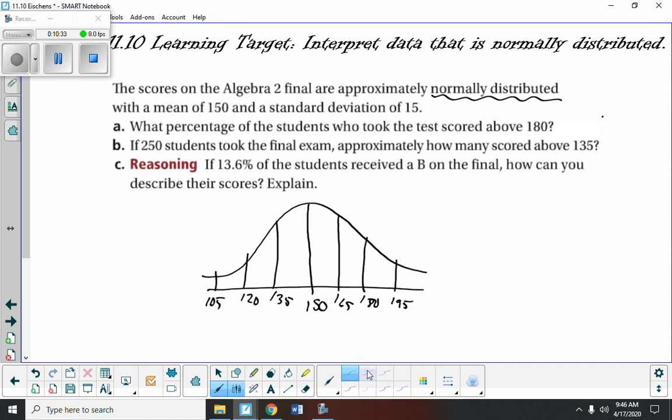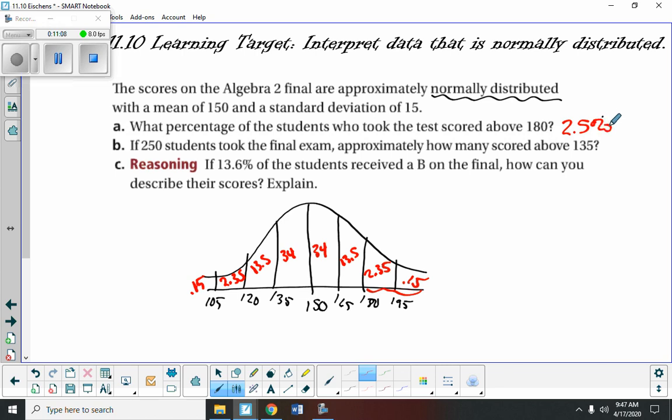So then fill in your percents, 34, 34, 13 and a half, 13 and a half, 2.35, 2.35, and 0.15. Okay, what percentage of the students who took the test scored above 180? Well, that would be this right here, 2.35 plus 0.15, that'd be 2.5%.